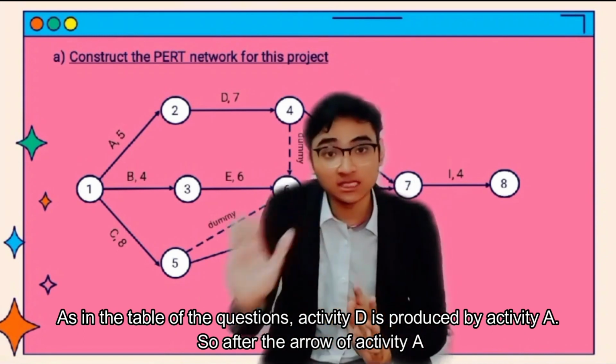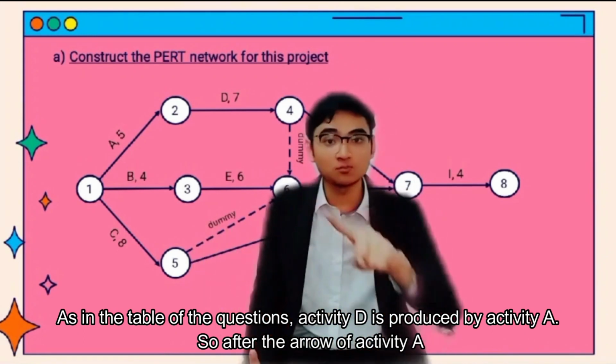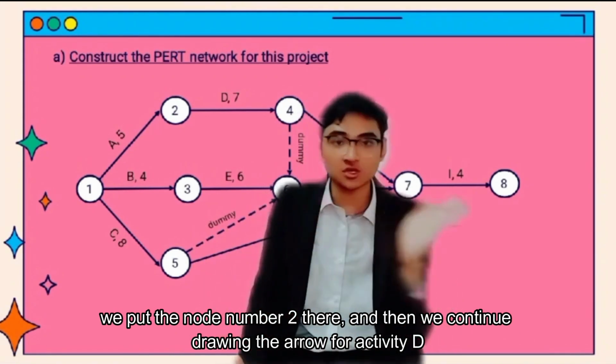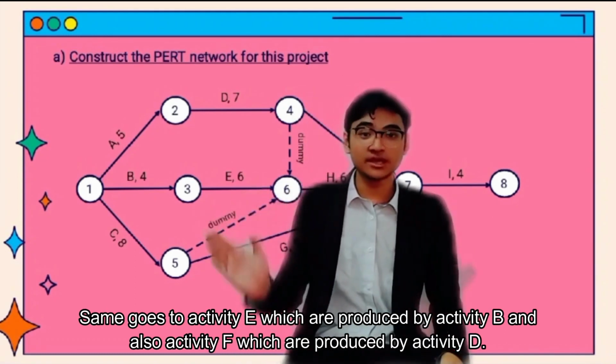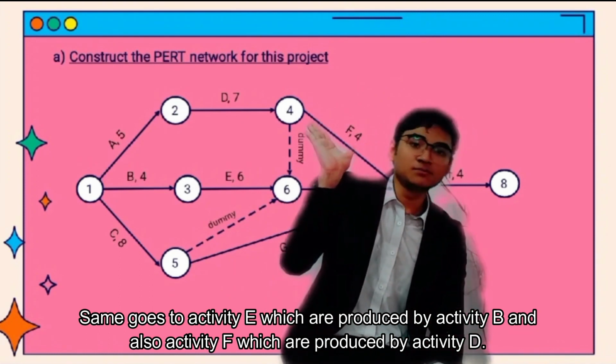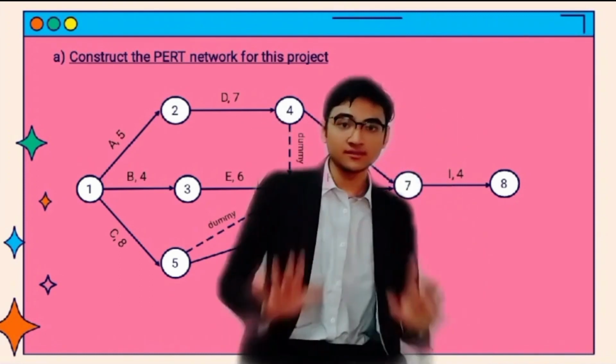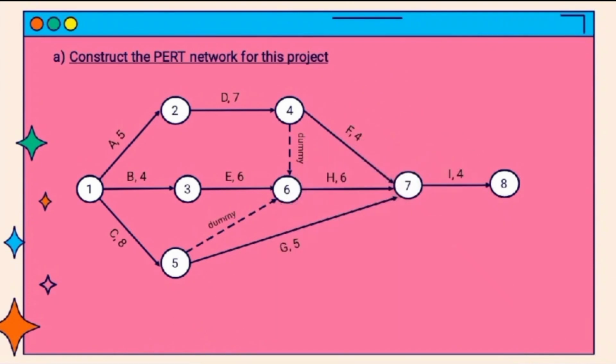As in the table of the question, activity D is produced by activity A. So after the arrow of activity A, we put node 2 there, and then we continue drawing the arrow for activity D. Same goes for activity E, which is produced by activity B, and activity F above here, which is produced by activity D.